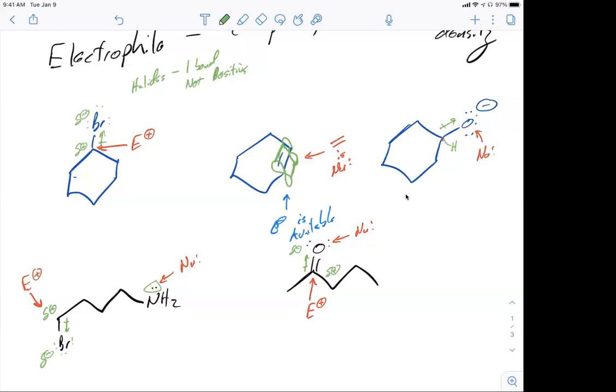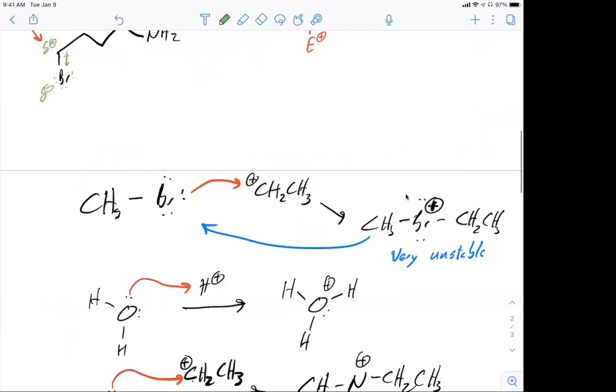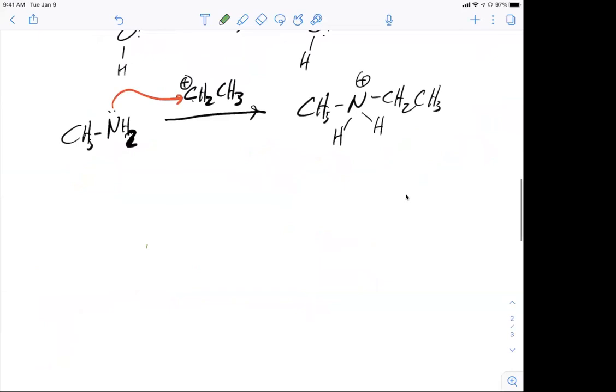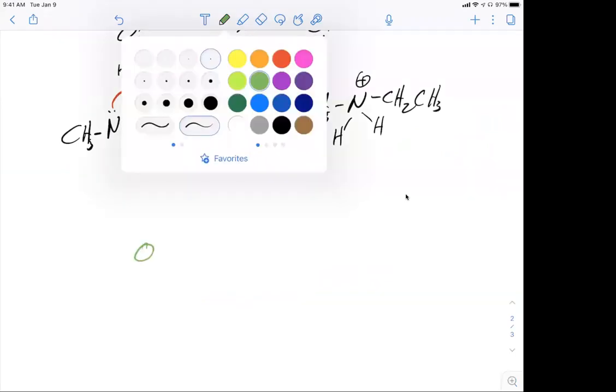And so what we have here is a position that is electron deficient, but doesn't have the ability to accept electron density. The same thing could be seen when we look at, and again, let me pick a better color.